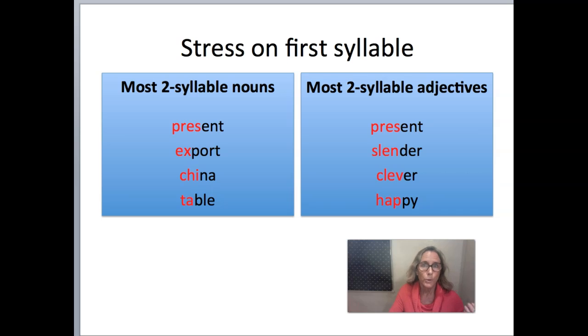Present, present. Export, export. China, China. Table, table. Present can be a noun or an adjective. Slender, slender. Clever, clever. Happy, happy.